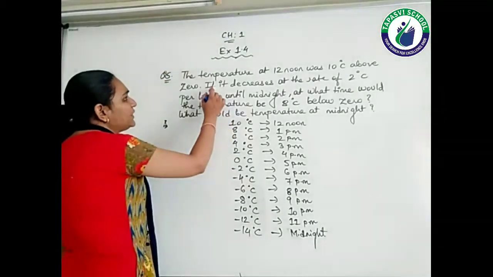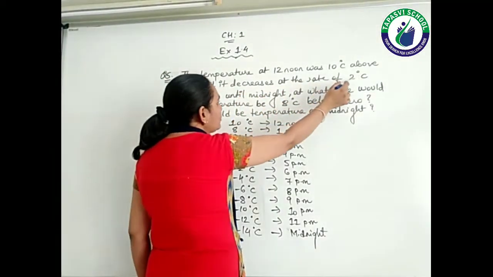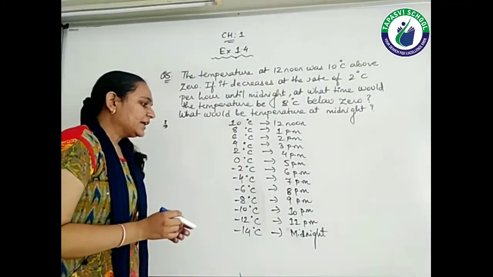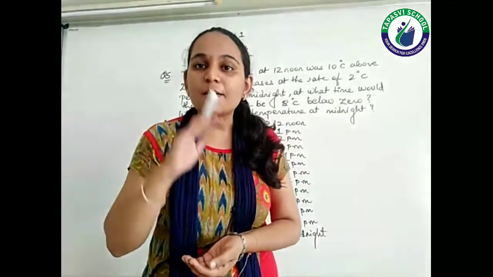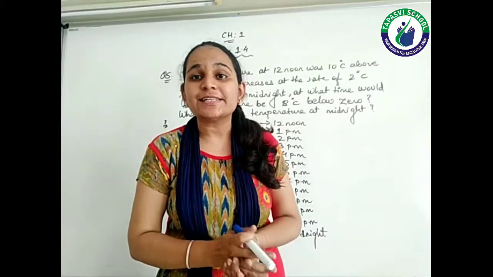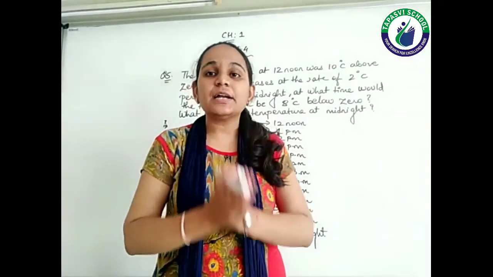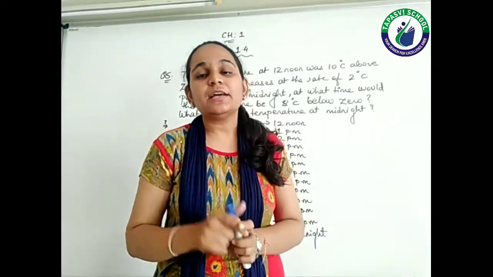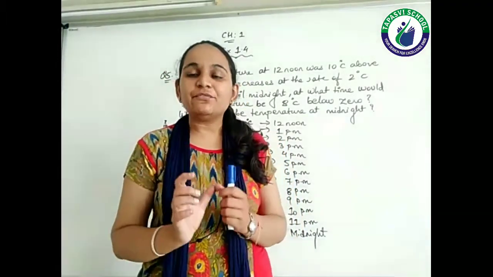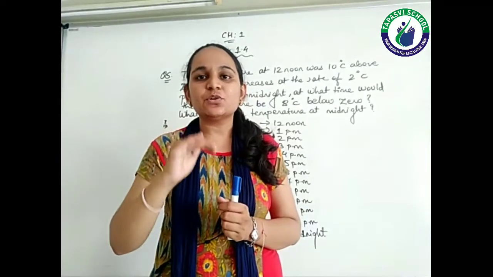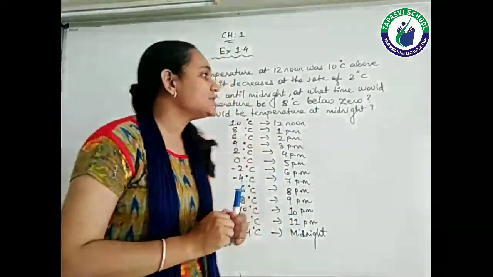Now it decreases at the rate of 2 degrees Celsius per hour. If it decreases it means less, right? It is reducing. How much? 2 degrees Celsius per hour. That means after every one hour the temperature is reduced by 2 degrees Celsius. Are you getting it? After every 1 hour the temperature is reduced by 2 degrees Celsius.